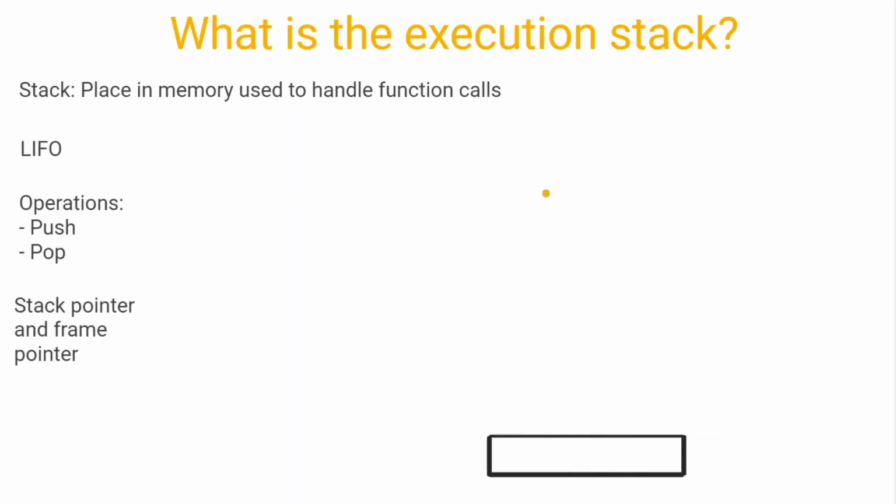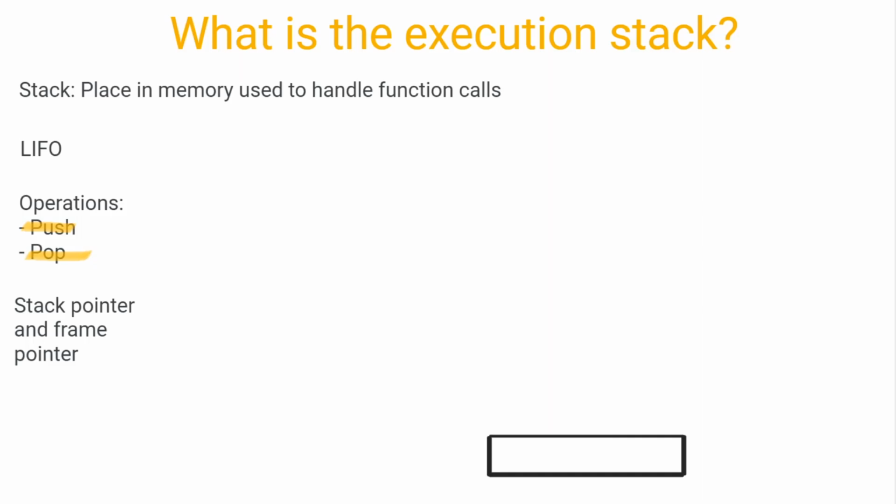So how is memory related to the execution stack? Well, the execution stack is stored in memory. And what is the execution stack? It's a format of data that is used to handle function calls when we run programs. So the execution stack follows this idea called last in first out, or LIFO. So what this means is whatever is pushed onto the stack using the push operation is later popped off of the stack from the top.